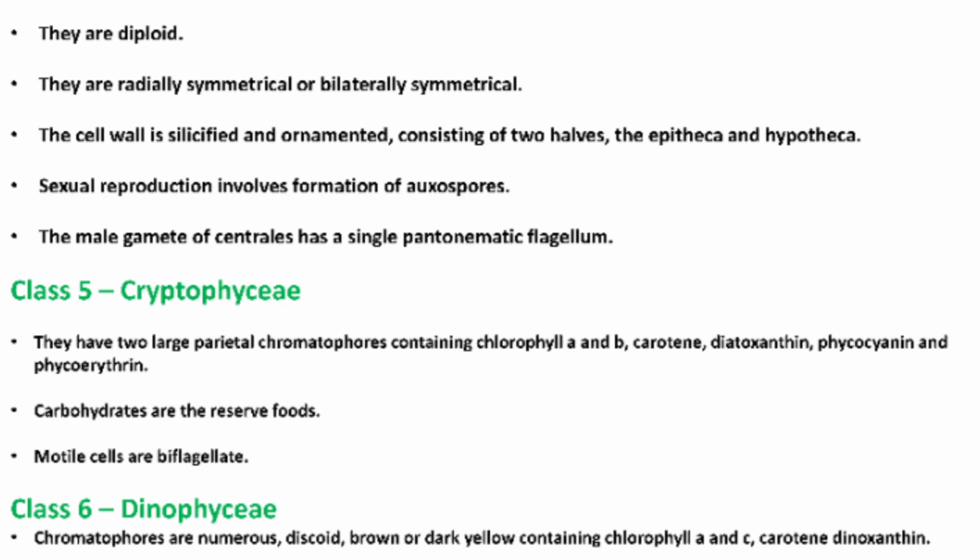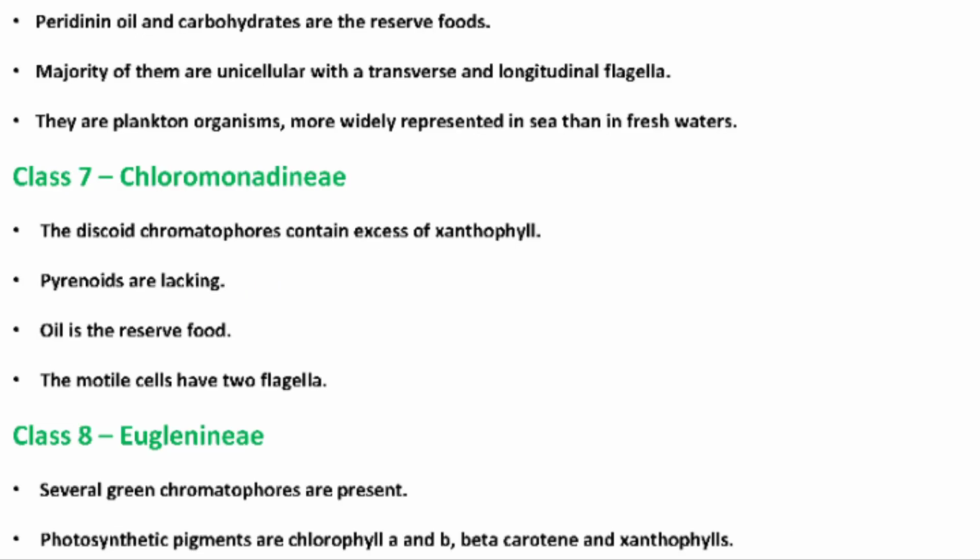Class 6 is Dinophyceae. Chromatophores are numerous, discoid, brown or dark yellow, containing chlorophyll A and C, carotene and dinoxanthin. Peridinin oil and carbohydrates are the reserve foods. Majority of them are unicellular with a transverse and a longitudinal flagellum. They are plankton organisms, more widely represented in the sea than in fresh waters.